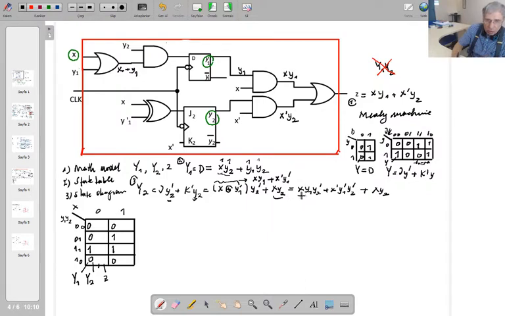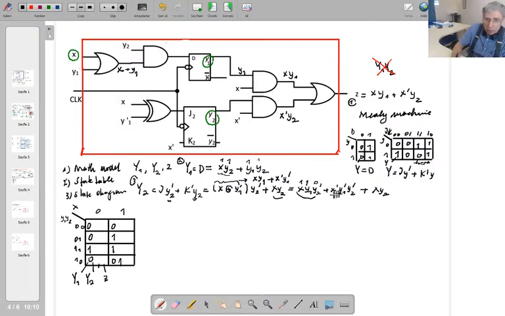How am I going to do it? Look at this product term. When x equal to 1, y1 equal to 1, and y2 equals 0, this product term becomes 1. So what is this? X equal to 1, this column. Y1 equal to 1 and y2 equal to 0 is this row. So if I put 1 here, this one corresponds to this product term.